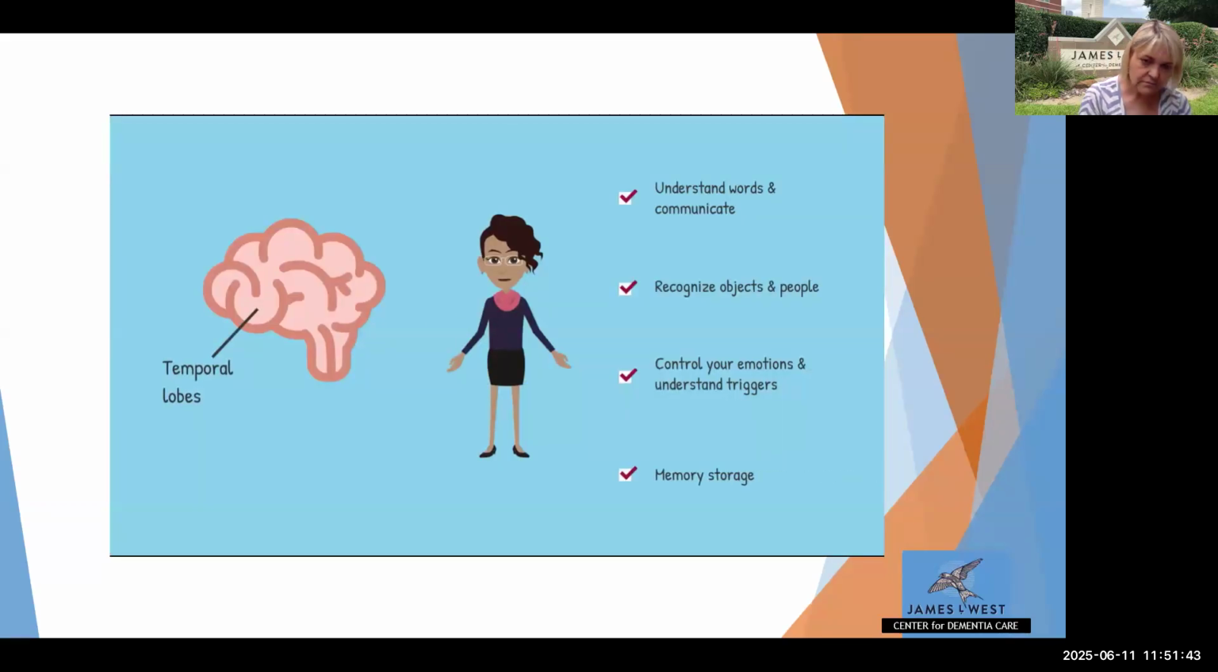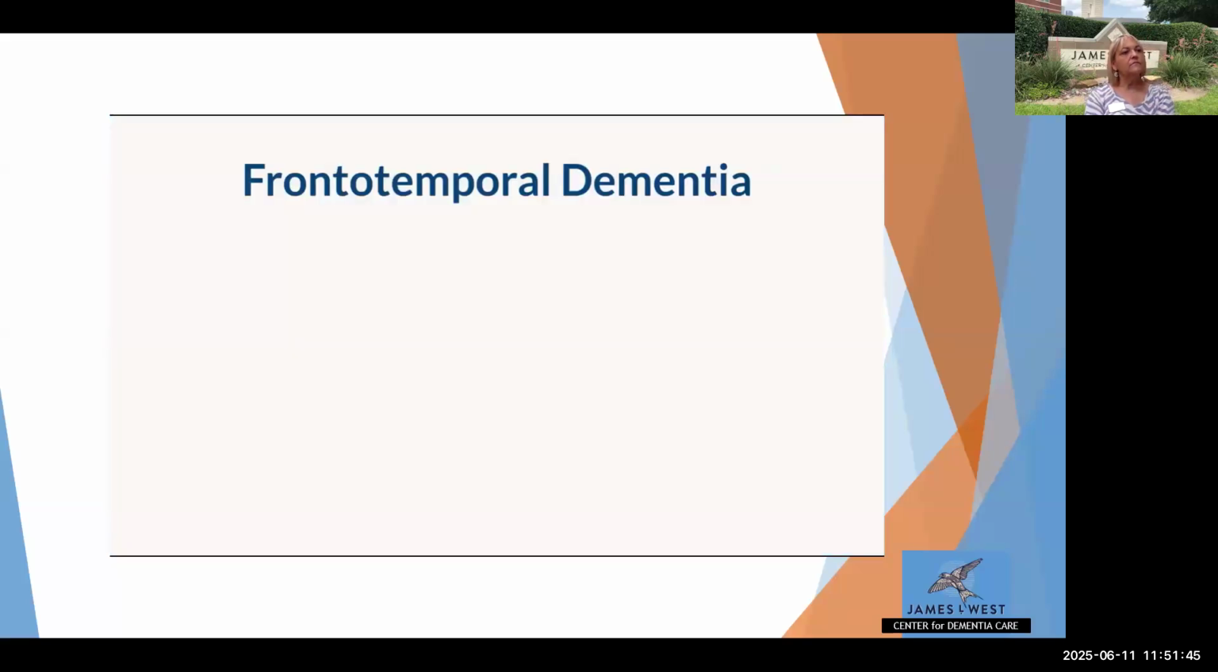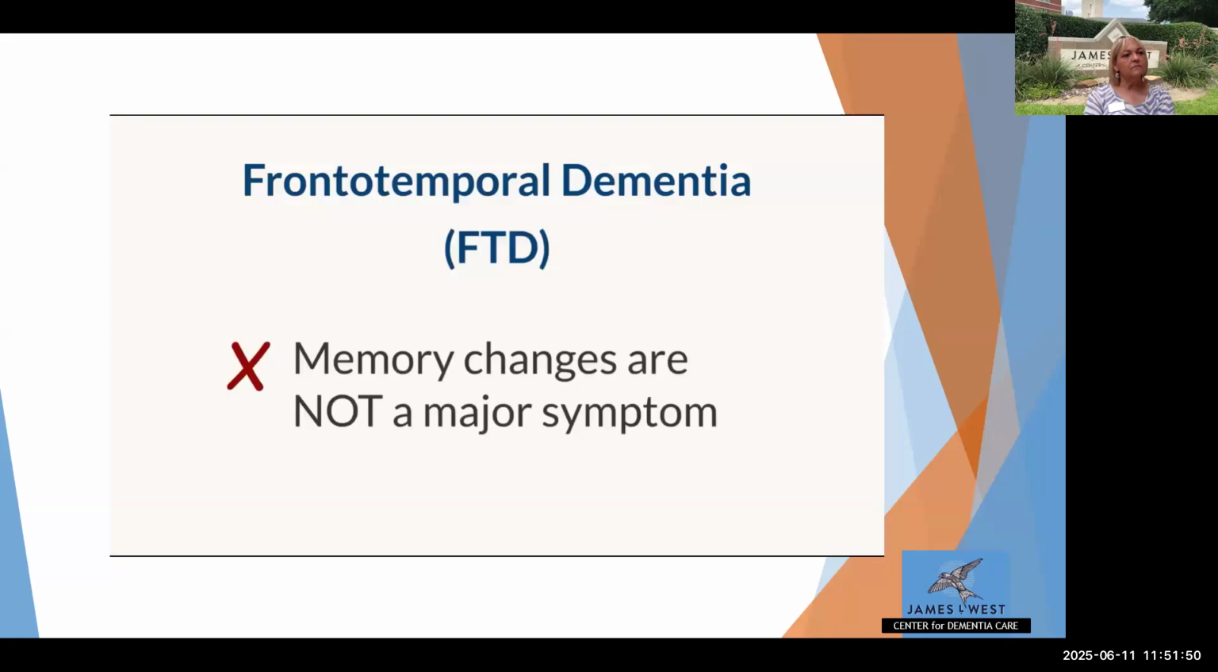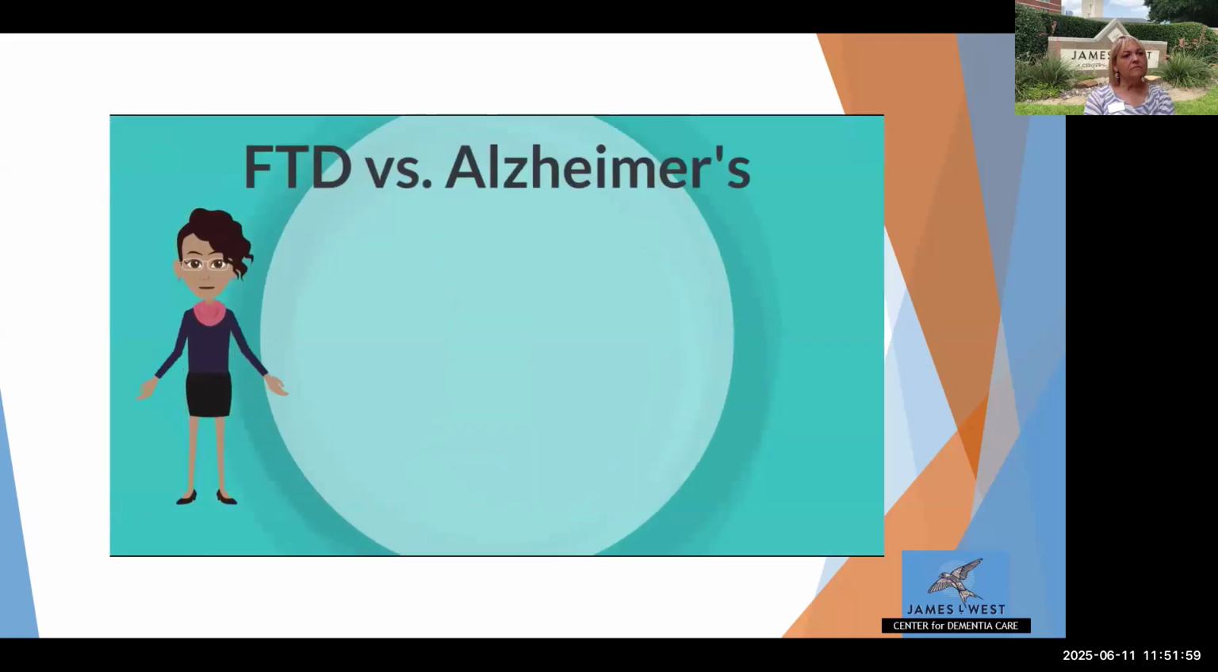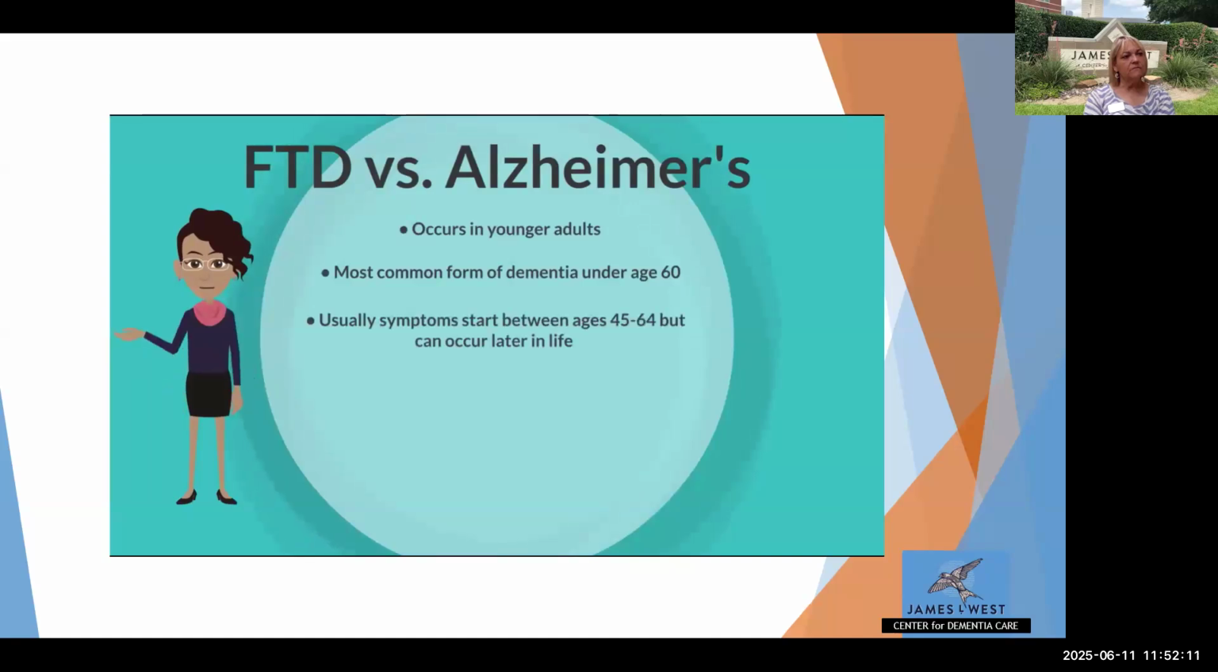However, for most people living with frontotemporal dementia, or FTD for short, memory changes are not a major symptom. That's one of the many ways FTD is different from other common types of dementia like Alzheimer's disease. Here's how else they compare. FTD usually affects younger adults. It is the most common form of dementia in people under the age of 60. Symptoms of FTD usually start in people aged 45 to 64, but may also occur later in life.